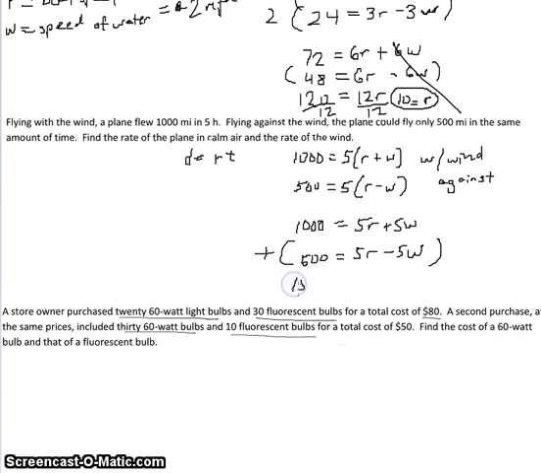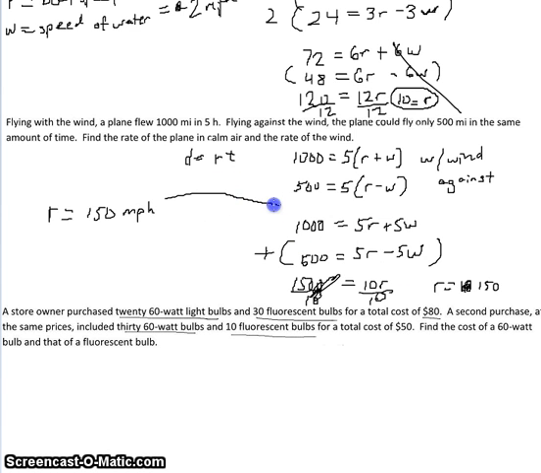So I have 1,500 equals 10R. Divide by 10. I get R is equal to 150. So the rate of the plane is 150 miles per hour.